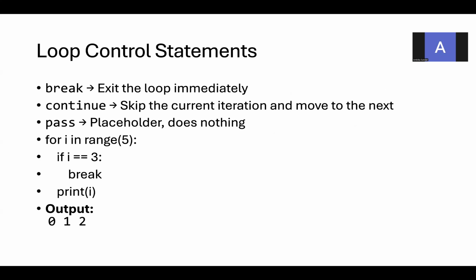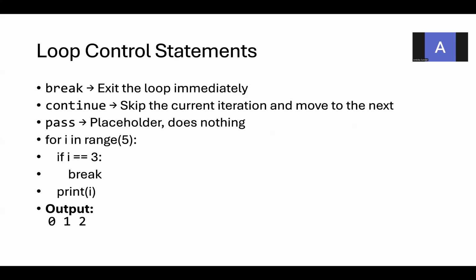Loop control statements: break, continue, pass. The break immediately exits the loop when the condition is satisfied. Continue skips the current iteration and moves to the next iteration. Pass is a placeholder. It does nothing.